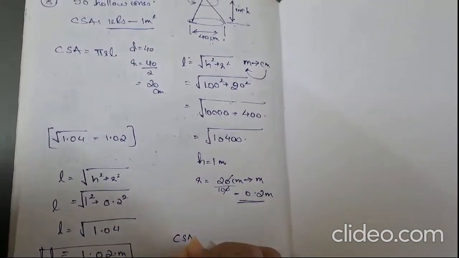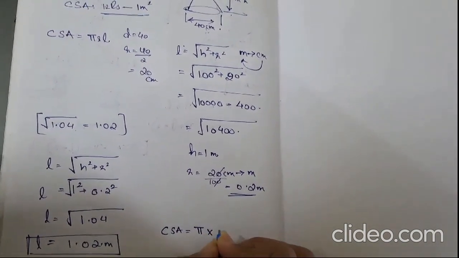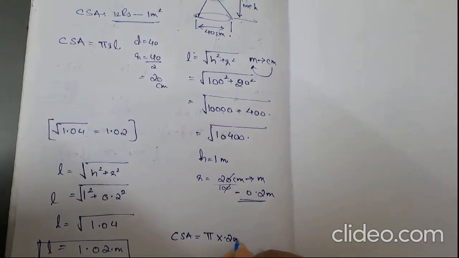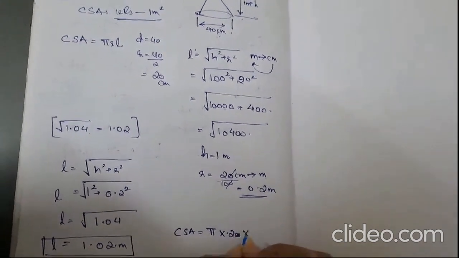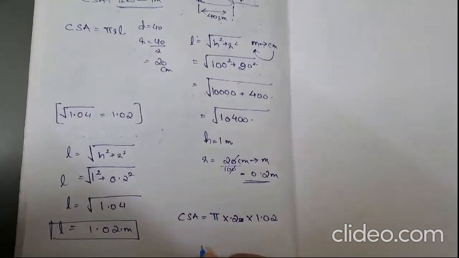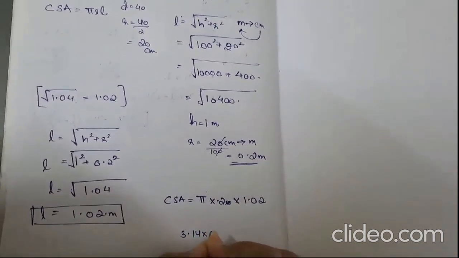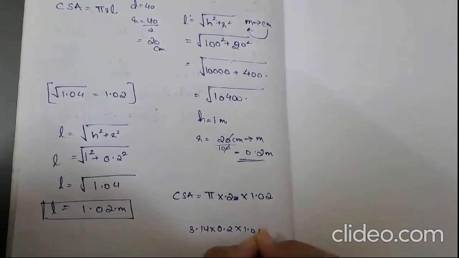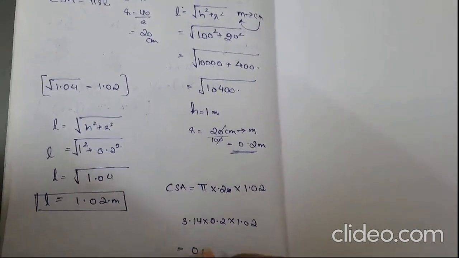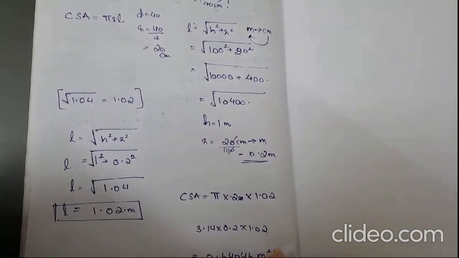So going with the CSA is equal to pi times r times L. r is 0.2, and you have your L as 1.02. The pi value that you're going to take is 3.14, because there are no denominators here. So 3.14 into 0.2 into 1.02. When you do the multiplication of all of this, you get the answer as 0.64046 meters square.